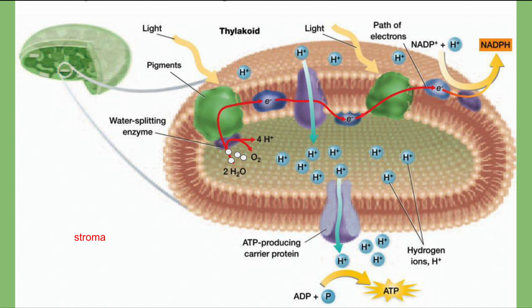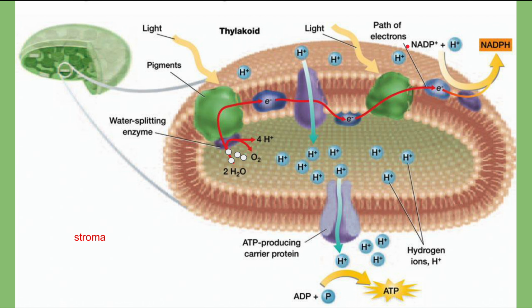But you see the red line going up again. That's because the electrons are energized again because of the light. And then we reach an enzyme that puts NAD plus hydrogen ions together to make NADPH. It uses the energy from these electrons to combine these two to make NADPH, which is going to be really important in the next stage of photosynthesis.